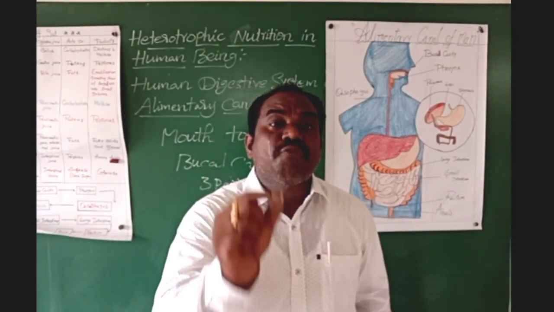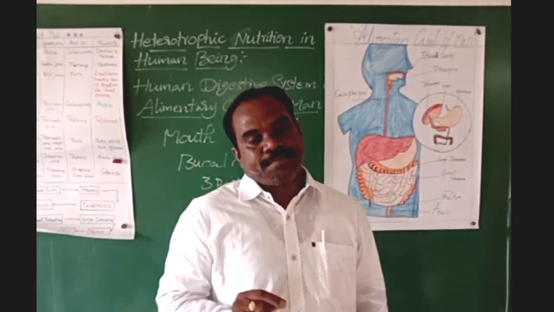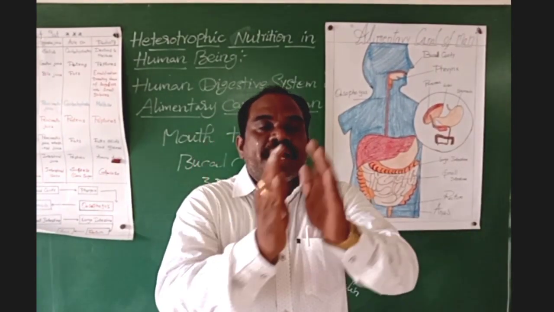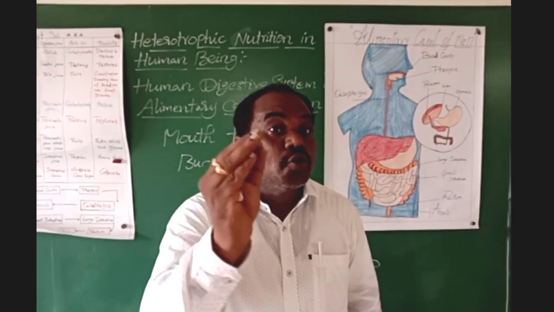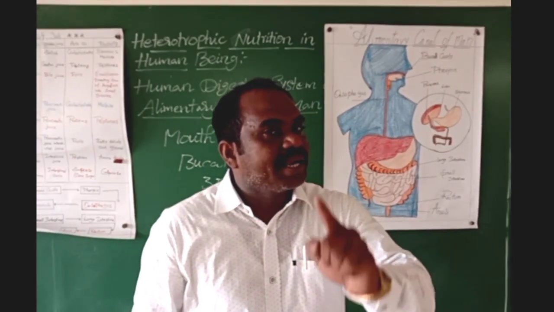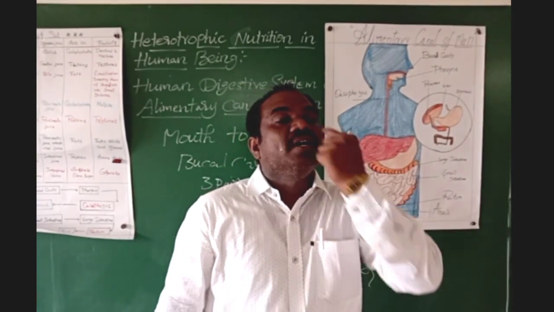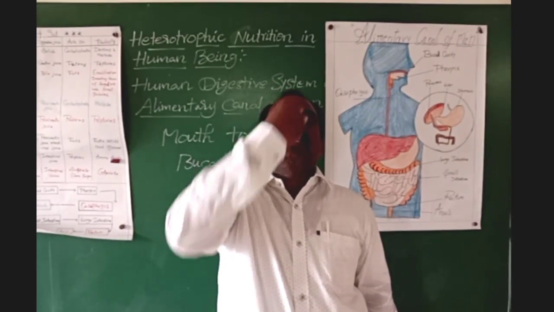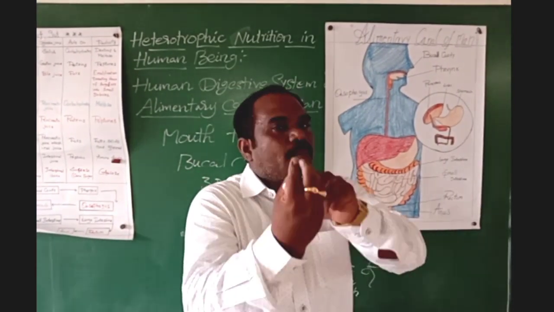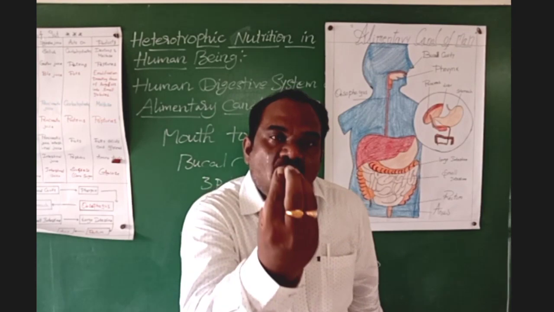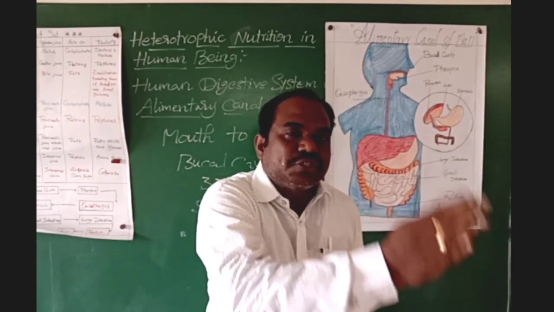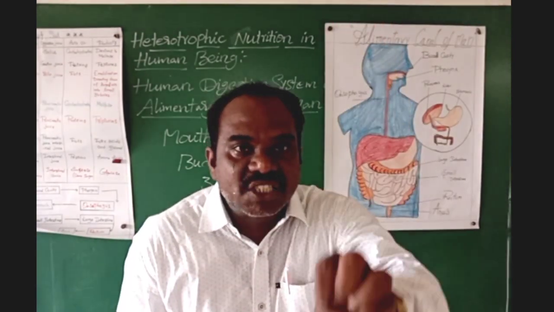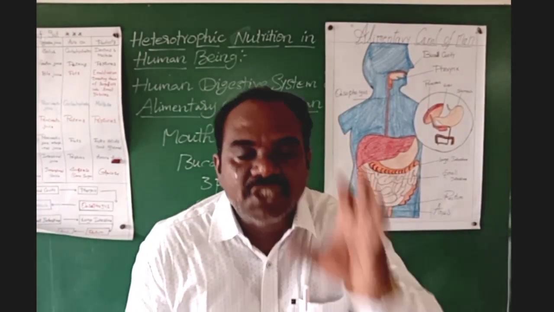What is the use of amylase enzyme or ptyalin? Amylase helps convert carbohydrates into maltose sugar in our mouth cavity. You take food materials, and in the food materials carbohydrates are present. These carbohydrates are converted into maltose sugar with the help of amylase enzyme or ptyalin enzyme.